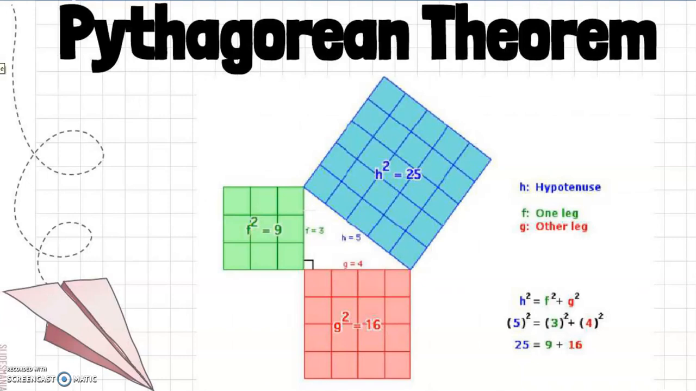Notice in this example, they don't always call the sides A, B, or C. Sometimes it's F, G, and H. They can put any variables they would like to. In this case, we just have to make sure that we know the hypotenuse is directly across from the right angle. So the square of this leg plus the square of this leg is equal to the square of the hypotenuse.